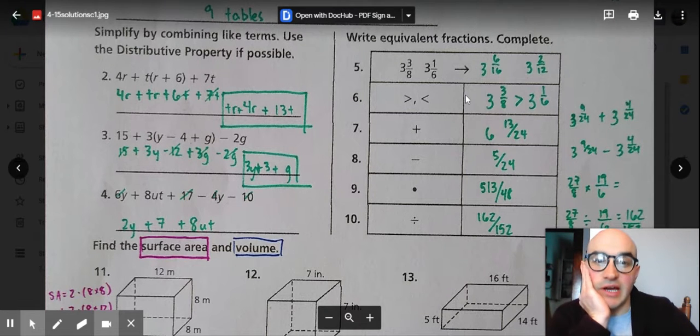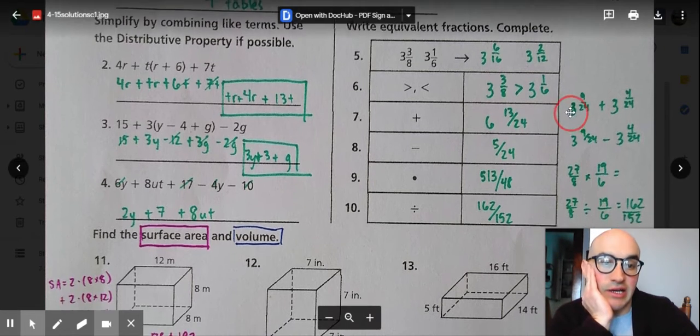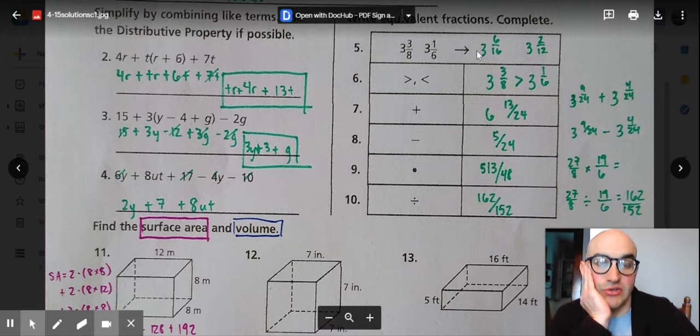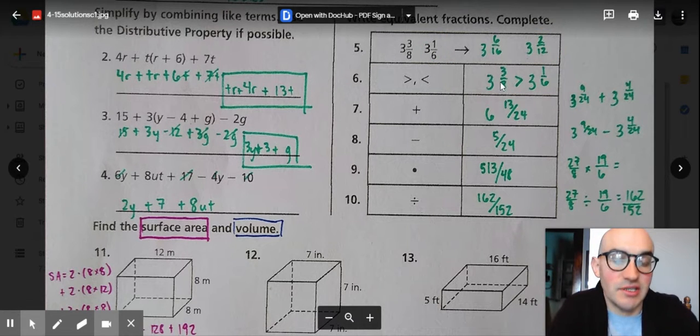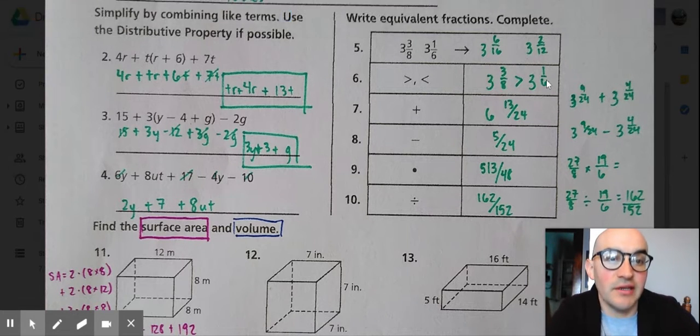Okay. Numbers 5 through 10, I'm just going to let you look here. We're just doing some operations with fractions. So here I'm writing equivalent fractions. 3 and 3/8 is equivalent to 3 and 6/16, and 3 and 1/6 is equivalent to 3 and 2/12. Lots of different fractions are equivalent to those two. I just chose those particular two. 3 and 3/8 is greater than 3 and 1/6. And then you can just see my work there.